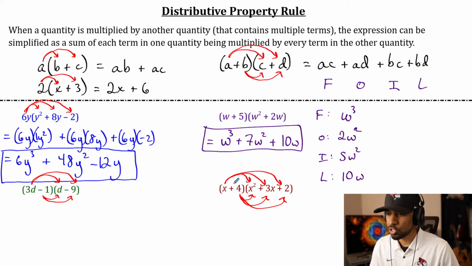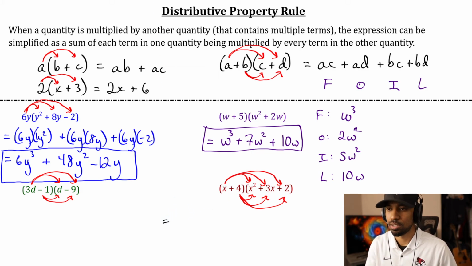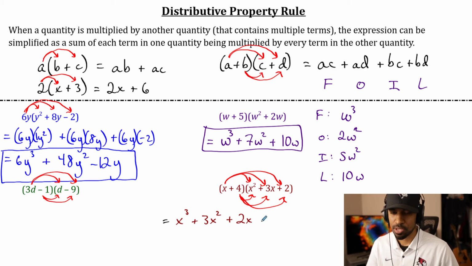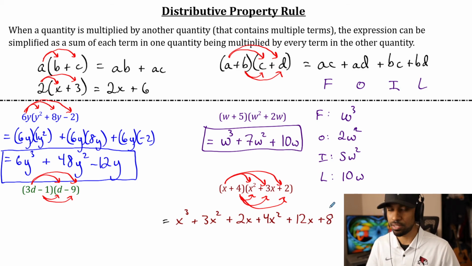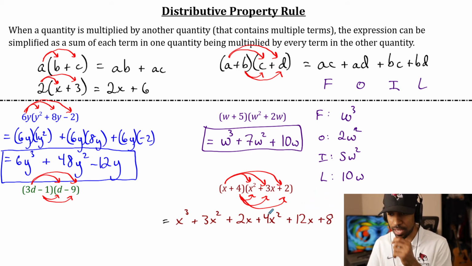So x times x squared here, see if you can make sense of the arrows. X times x squared is x cubed. Let's find my color here, 1 second. X cubed. X times 3x is 3x squared. X times 2 is 2x. Then 4 times x squared, remember now we do the 4 times these three. 4 times x squared is 4x squared. 4 times 3x is 12x. And 4 times 2 is 8. All of these were pluses. They're all positive, so we're going to add them all.